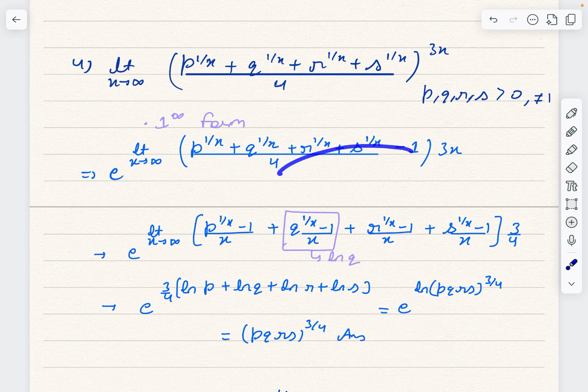When you take LCM, we get minus 4 here, which you can split. We can write (p power 1 by x minus 1), (q power 1 by x minus 1), (r power 1 by x minus 1), (s power 1 by x minus 1). This 3 by 4 you keep outside, and this x you can write as 1 by x and split all the terms. So it is supposed to be 1 by x here.